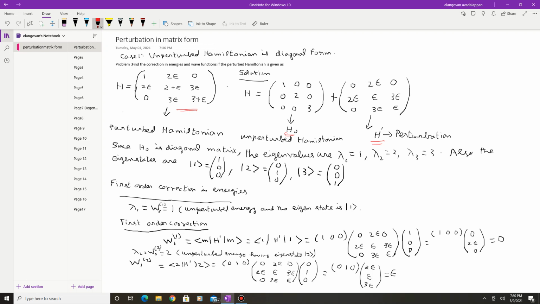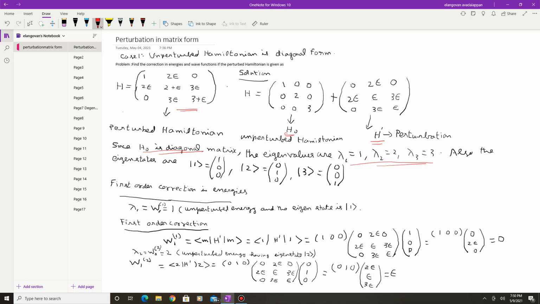Here this epsilon is very small, since usually the perturbation is very small when compared with the unperturbed Hamiltonian. Now, the unperturbed Hamiltonian H naught is a diagonal matrix, so the eigenvalues are the diagonal elements. These are the three eigenvalues. So the diagonal elements are 1, 2, 3. So the eigenvalues are lambda 1 is equal to 1, lambda 2 is equal to 2, lambda 3 is equal to 3.